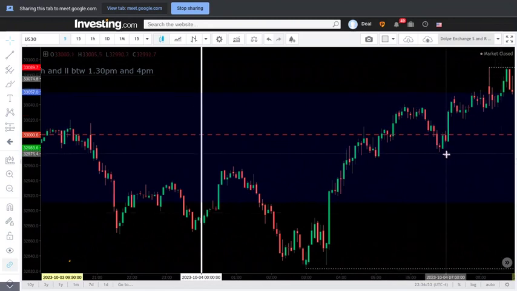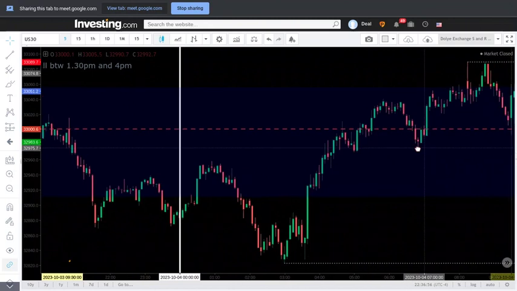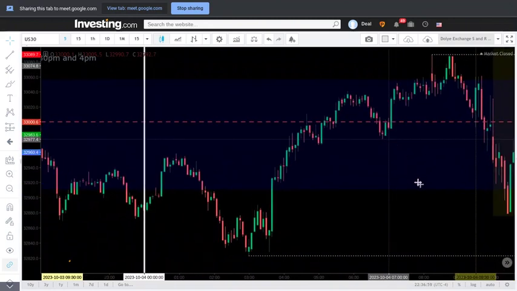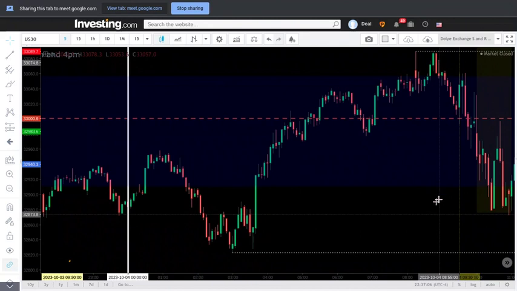Also, we got a low right here. So you see that price took this low right here. So it took sell side. And then it took this low. So it took these lows right here. It came down to the order block. So now price wants to reverse right now.